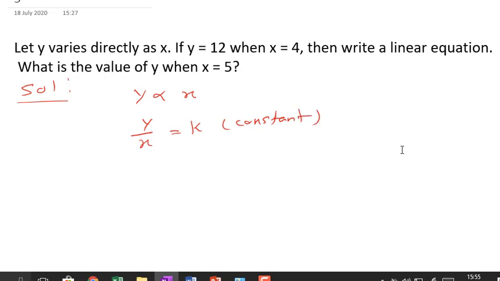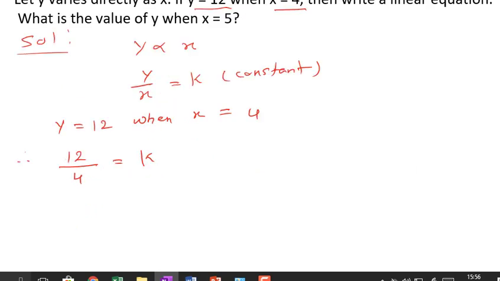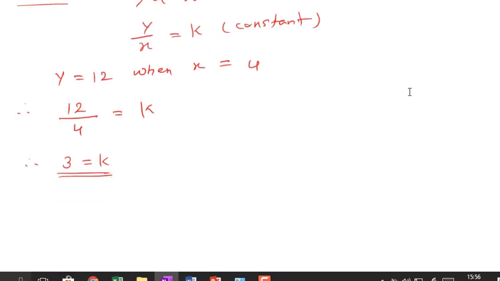Now it is given that y is 12 when x is 4. Therefore we will say that 12 upon 4 is equal to k. So the value of k we will get, therefore 3 equals k. The value of k is 3. So therefore I will say that y upon x is 3.